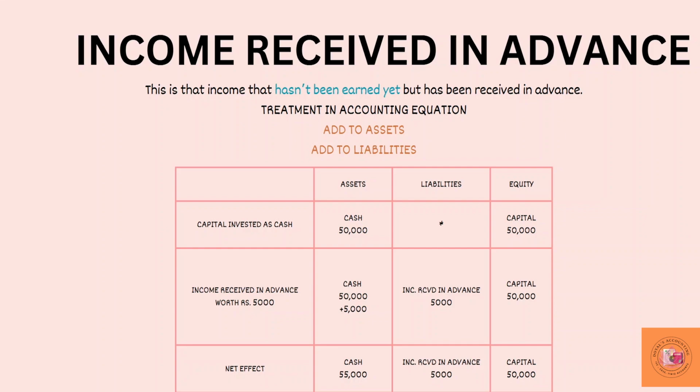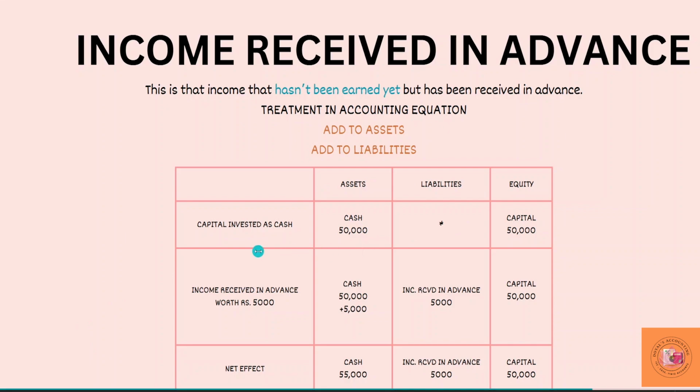But in this case, he has sent us money in advance. So, how do we show that in the accounting equation? We will add it to our assets because we are receiving cash, our cash balance will increase. But we will also create a liability. There is always a chance that the customer might cancel his order and ask us to return the money. So, until we have completed the sale, until we have earned that money, we cannot consider it as our own. Thus, we will make a liability.